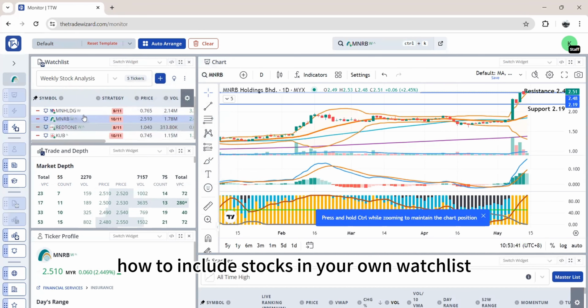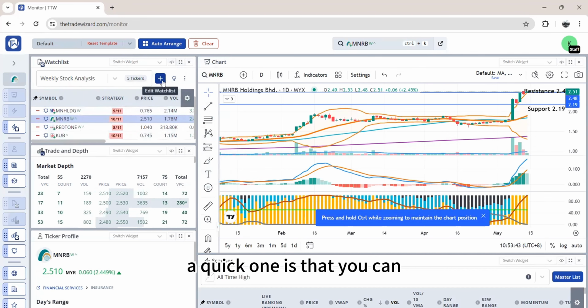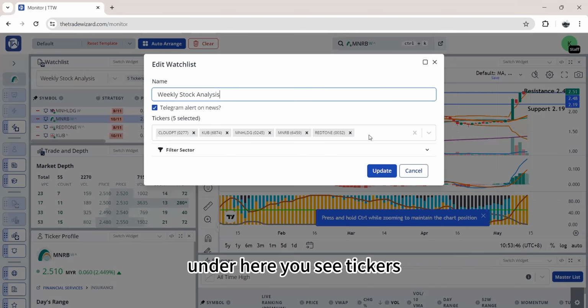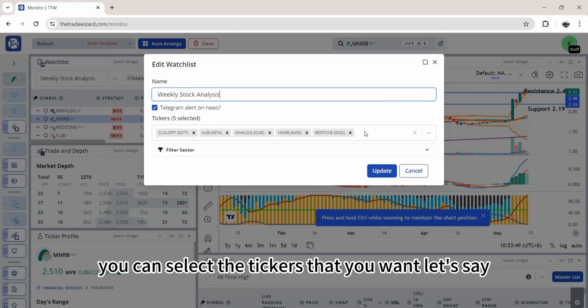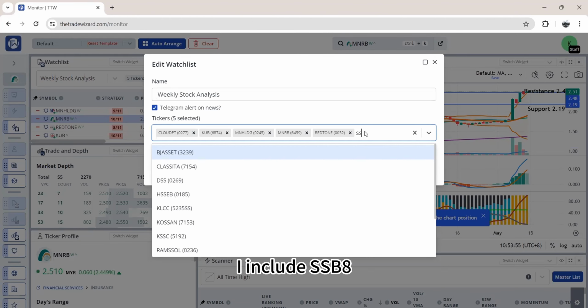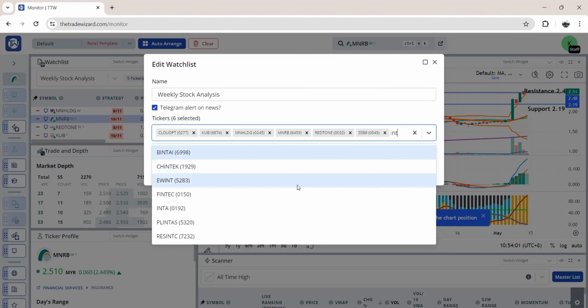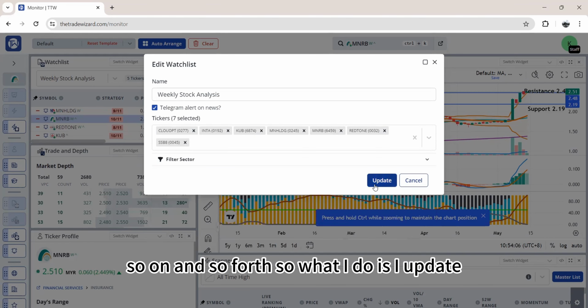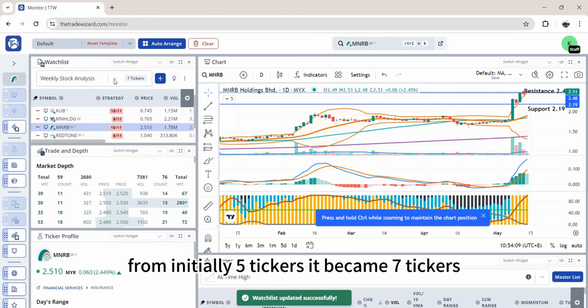How to include stocks in your own watch list? A quick one is that you can click onto this edit watch list. Under here, you see tickers. You can select the tickers that you want. Let's say I include SSP8. I include INTA, so on and so forth. So what I do is that I update from initially 5 tickers, it became 7 tickers.